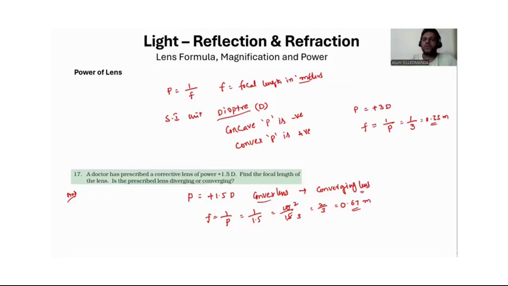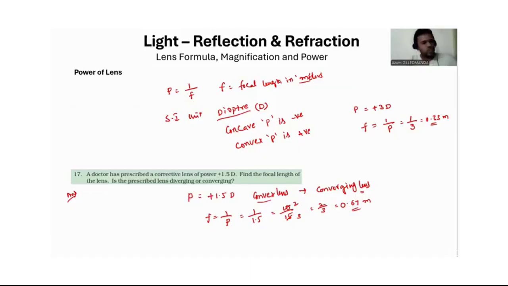This is the type of problem you see when you go to an ophthalmologist for an eye checkup. They'll give you a power like minus 0.5, minus 1, like that. When they have written minus, it means you need a concave lens to correct your eye vision. If it is minus 1, that means we need a concave lens of focal length 1 meter to correct our eye vision. That's what it means. If it is plus, then it is a convex lens.